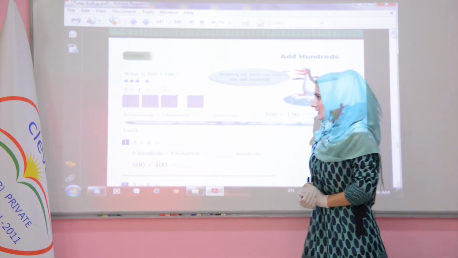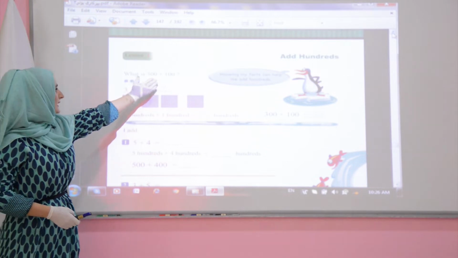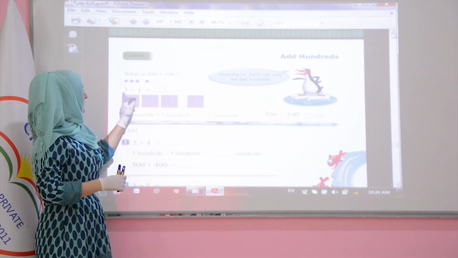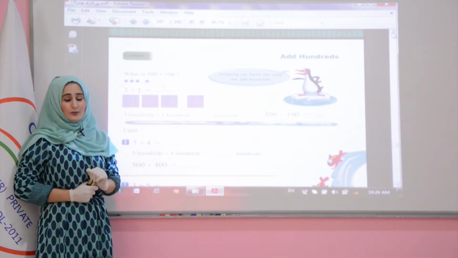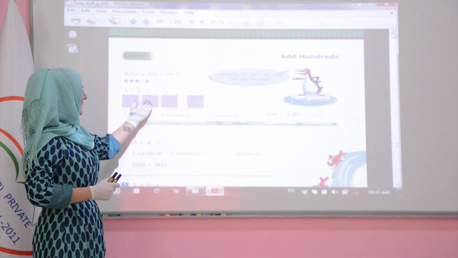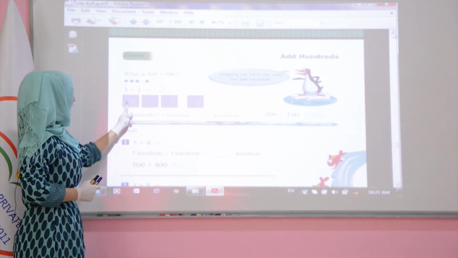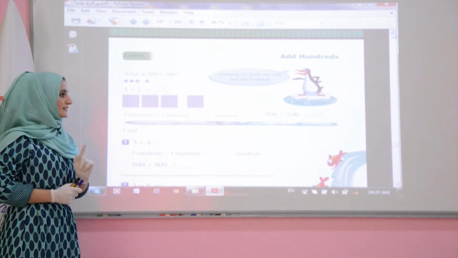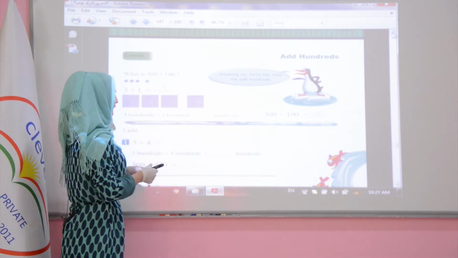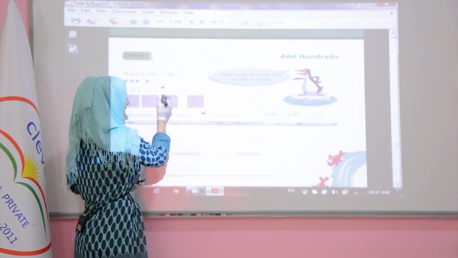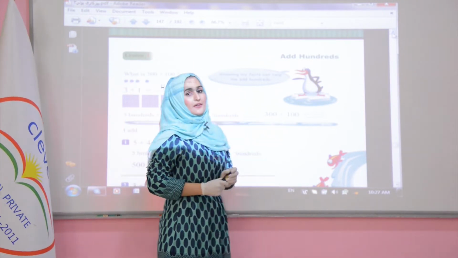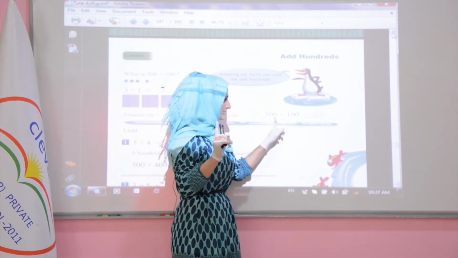Okay, we have more examples. What is 300 plus 100? First we start with a simple example. Now we have 3 plus 1. 3 plus 1 equals 4. That's easy. But if we have more numbers, what do we do? If we have hundreds, 1, 2, 3. 300 plus 100 equals what? 300 plus 100 equals 400. Now let's see, students.